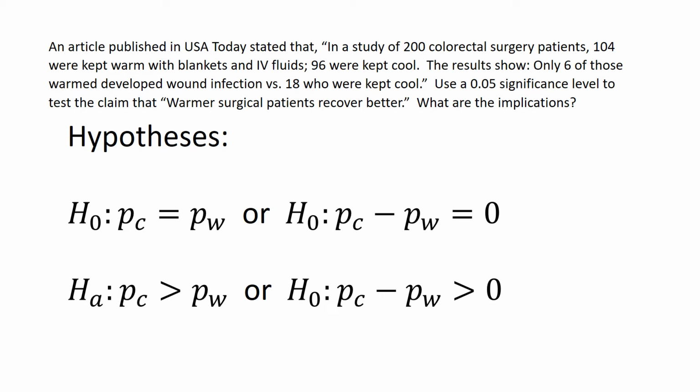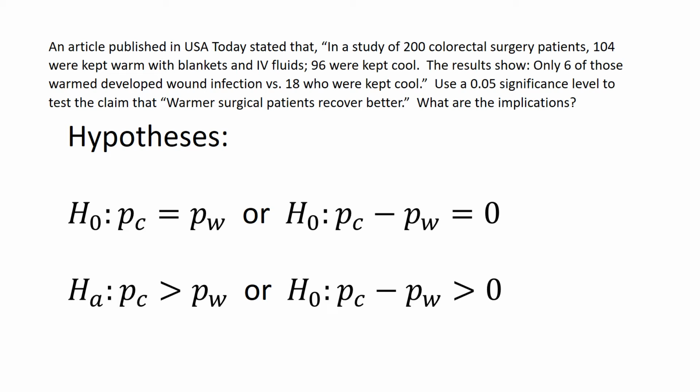So we are claiming that the proportion of infections in the cold group, PC, is greater than the proportion of infections in the warm group. The group kept cool has more probability, more percentage of infections than the group kept warm. That's because the warmer group, we are hypothesizing, recovers better. So that's how we write it.